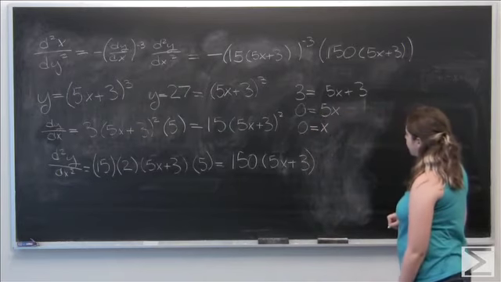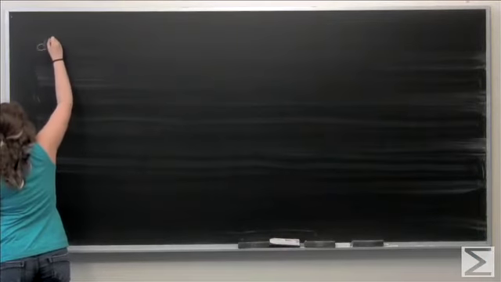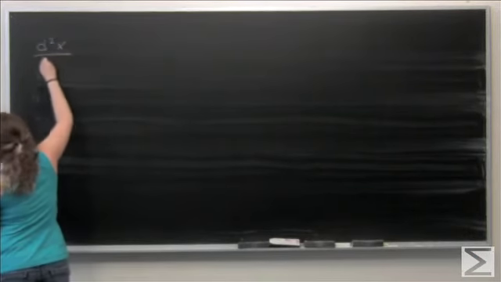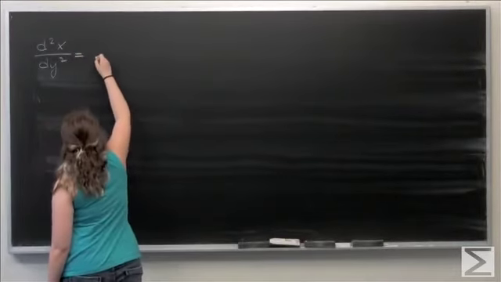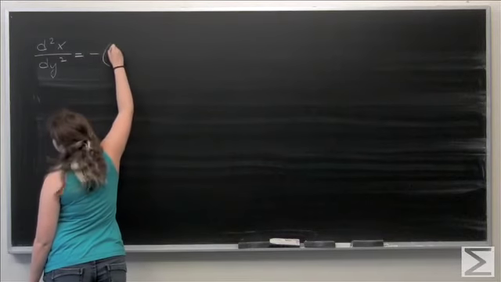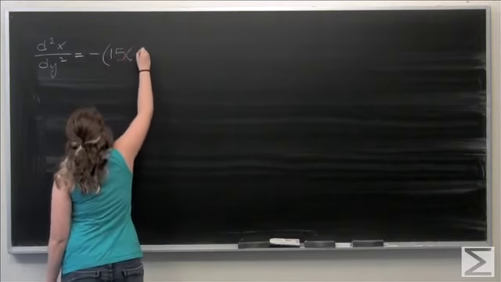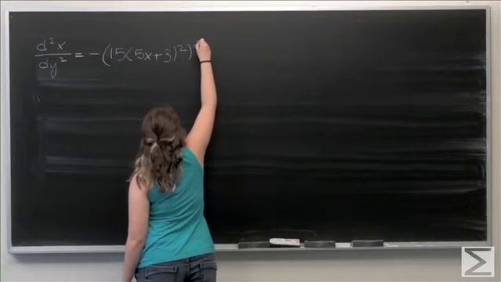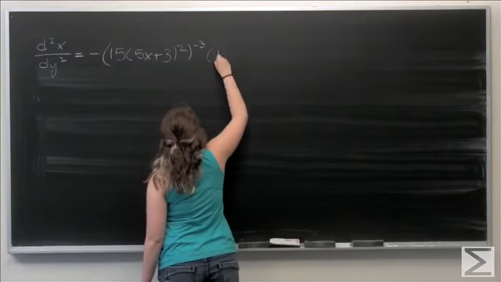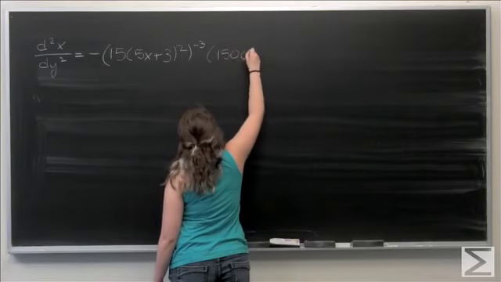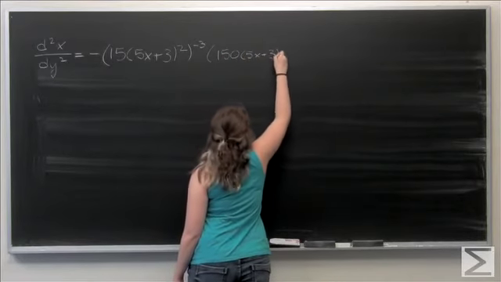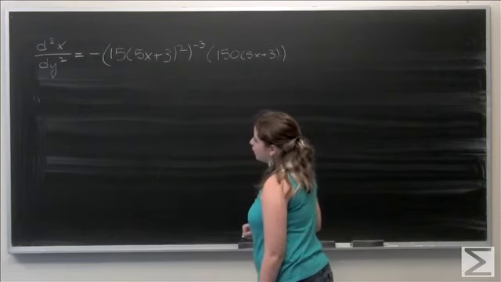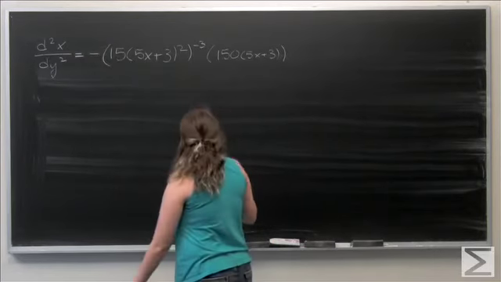So now, I'm just going to rewrite this here on this other board, so we have d squared x over dy squared, which we had was negative (5x + 3) squared. So now we know that x is equal to 0. So let's plug that in.